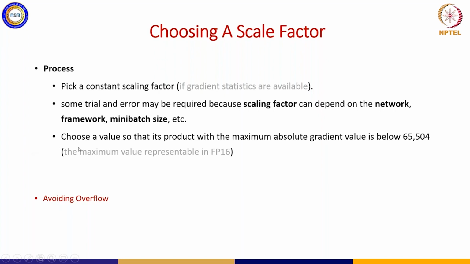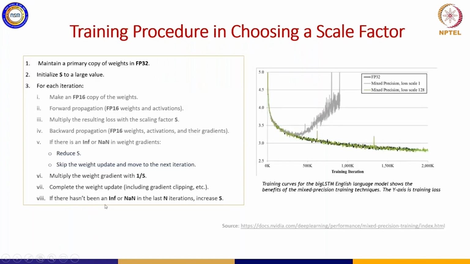Then also, you can choose a value which will not exceed the maximum value which is representable in FP16, and that maximum value is 65,504. This value has been proved in research to be efficient and work well. If your scaling value is below this range, then your model would definitely do well. But while doing this, you must avoid what we call overflow.